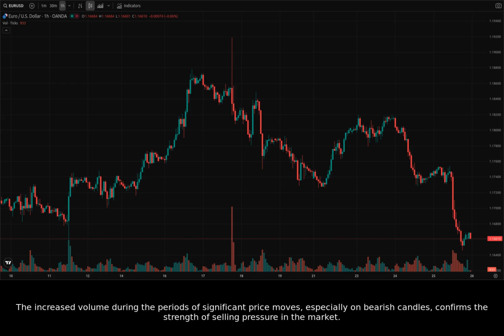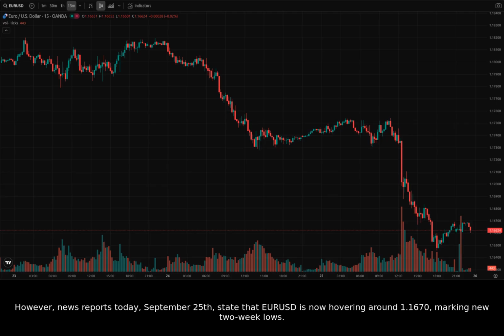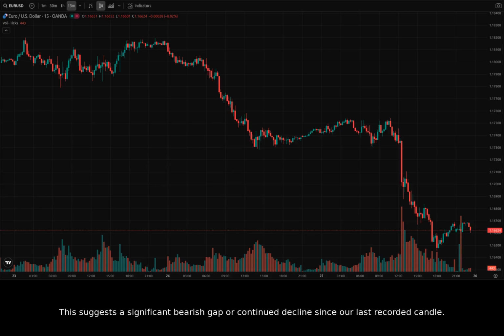Looking at the latest 15-minute chart data available, up until the end of September 24th, we see consolidation around the 1.174 level. However, news reports today, September 25th, state that EURUSD is now hovering around 1.1670, marking new 2-week lows. This suggests a significant bearish gap or continued decline since our last recorded candle.